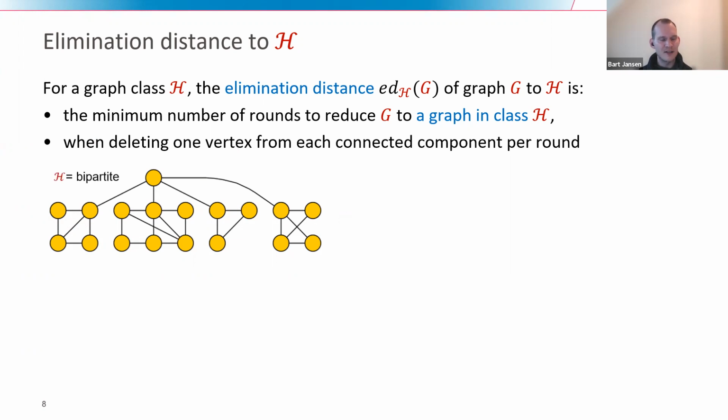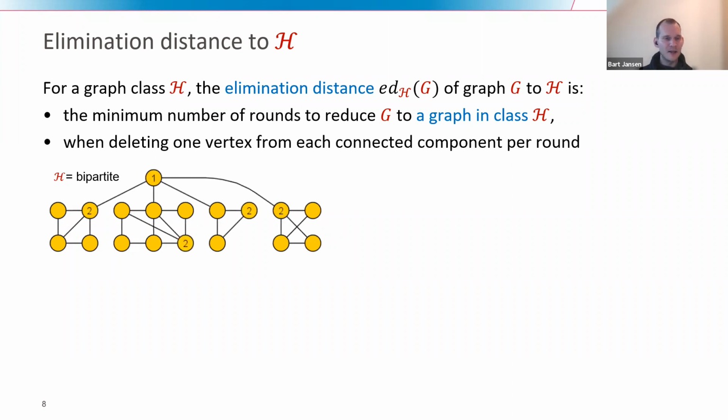So if our target class is that of the bipartite graphs, we can start by eliminating this vertex here. Our graph splits in 2 components. And if we then select one from each connected component and remove it, the resulting graph is bipartite. So now the elimination process stops, and in 2 rounds, I managed to make this into a bipartite graph, which is noteworthy because if I wanted to make this into a bipartite graph by just deleting vertices one at a time, I would need much more than 2.